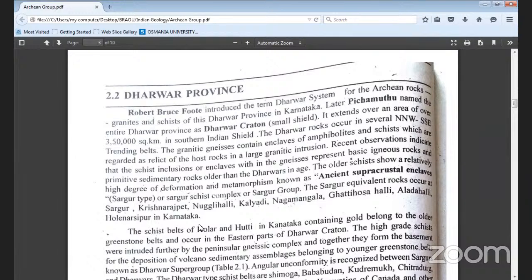The older schist shows a relatively high degree of deformation and metamorphism, which is known as ancient supracrustal enclaves, and it is also called the Sargur type, or Sargur schist complex, or Sargur group. These Sargur equivalent rocks occur in Sargur, Krishnarajpet, Nuggihalli, Kalyadi, Nanjangud, Gattihosahalli, Arahalli, and Ooty Sunapuri in Karnataka.